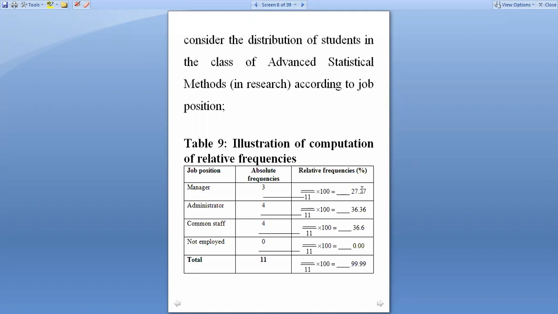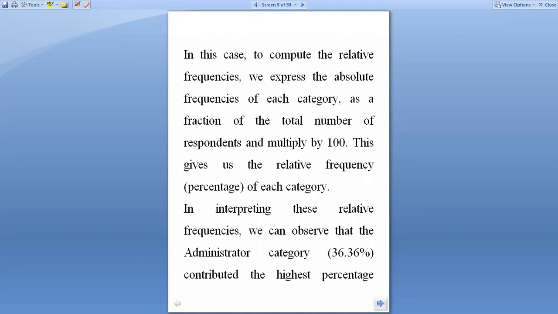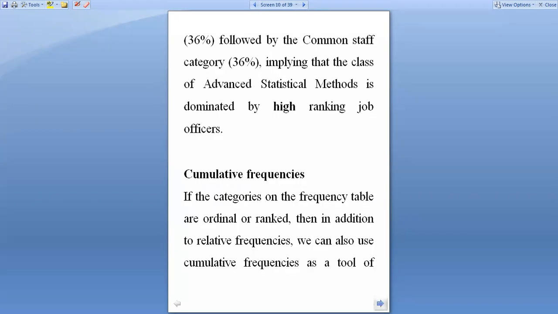So I can look at my data and see what picture comes out to you. And the interpretation will differ. The way you see may not be the way your friend is seeing. For example, I'm seeing that this class is dominated by high-ranking job officers. For you, you may not be seeing this. Even though we are seeing differently, all our interpretations may be correct.